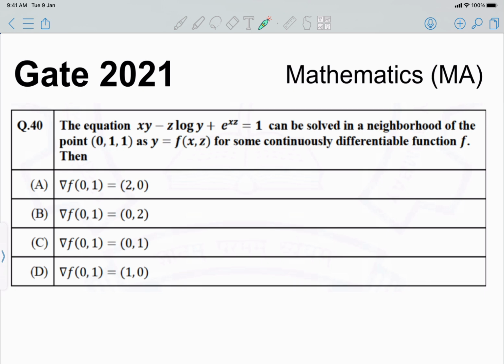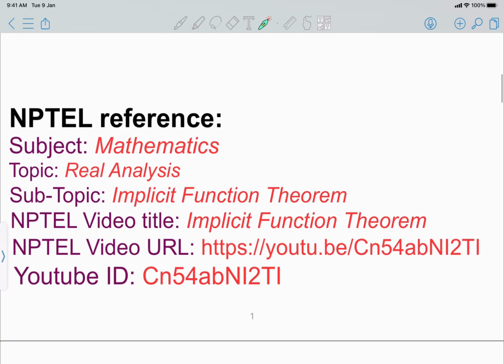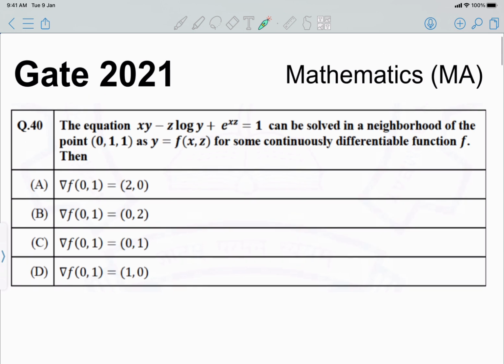Okay, so this is the NPTEL reference. This you can also check. Okay, so let's try to solve.